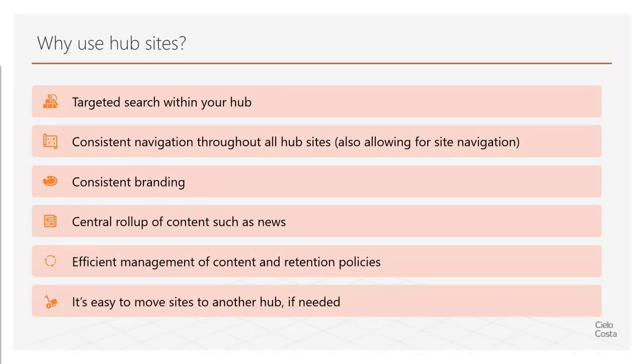So we have things like targeted search. I could be on a hub site for finance that has all of its connected sites, and I can have a search that targets just those. So I'm bringing back content. I get consistent navigation throughout the sites on my hub. So when I'm in that finance, or even on an intranet, for example, no matter what site I go to, I can have consistent navigation at the top that allows me to get back to where I came from or somewhere else within that hub, while also having navigation in the site itself, as we'll see.